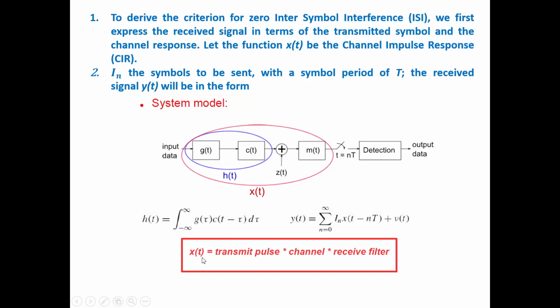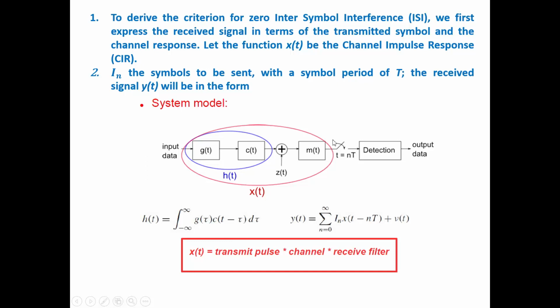x(t) is basically the convolution of the transmit pulse g(t), the channel response c(t), and the receiver filter response m(t). So that is what x(t) is. h(t) is the convolution of g(t) and c(t). That's what this circle represents. x(t) is the convolution of g(t), c(t), and m(t).